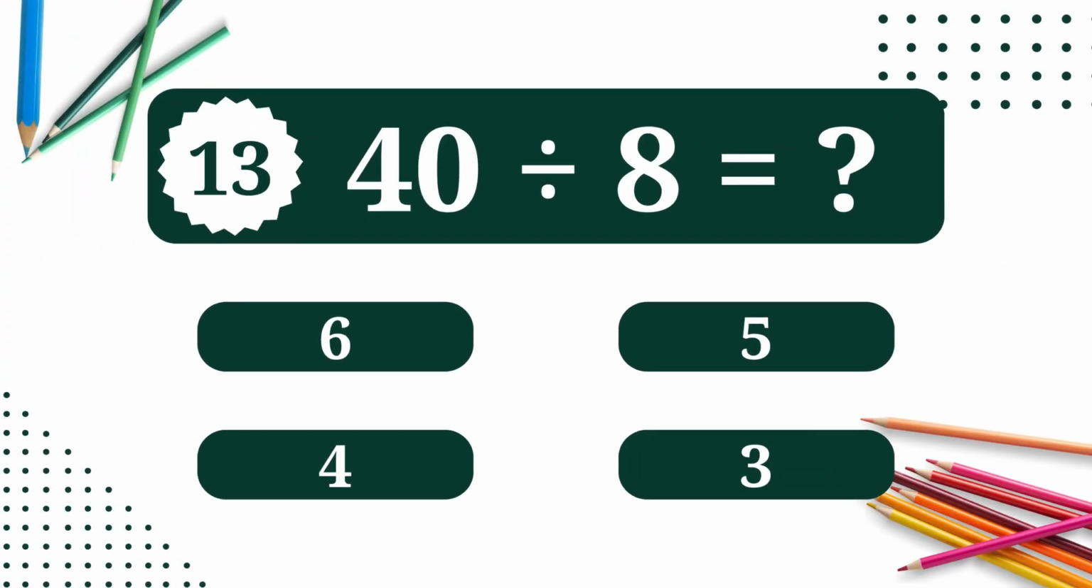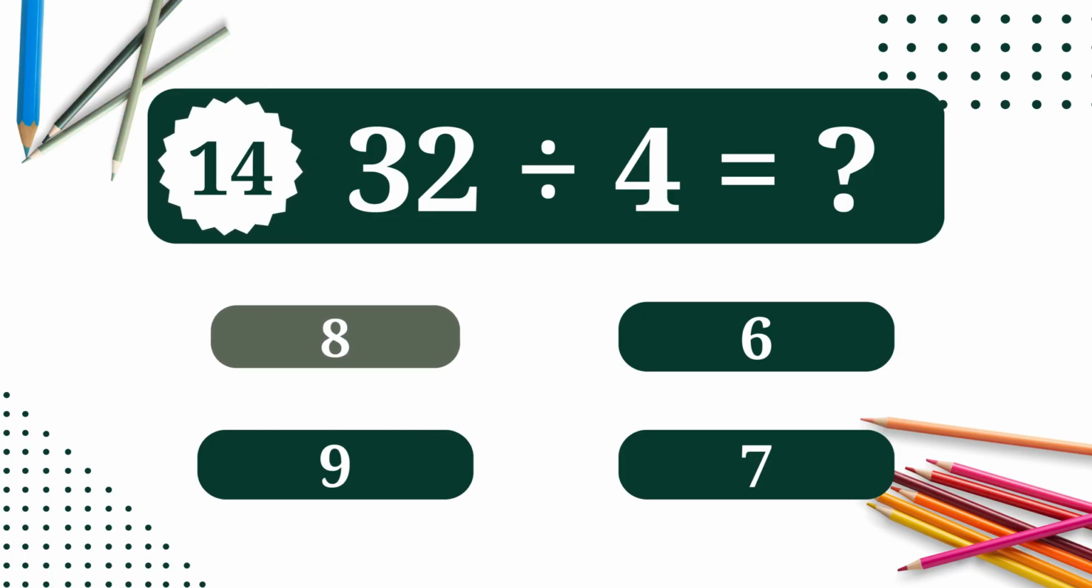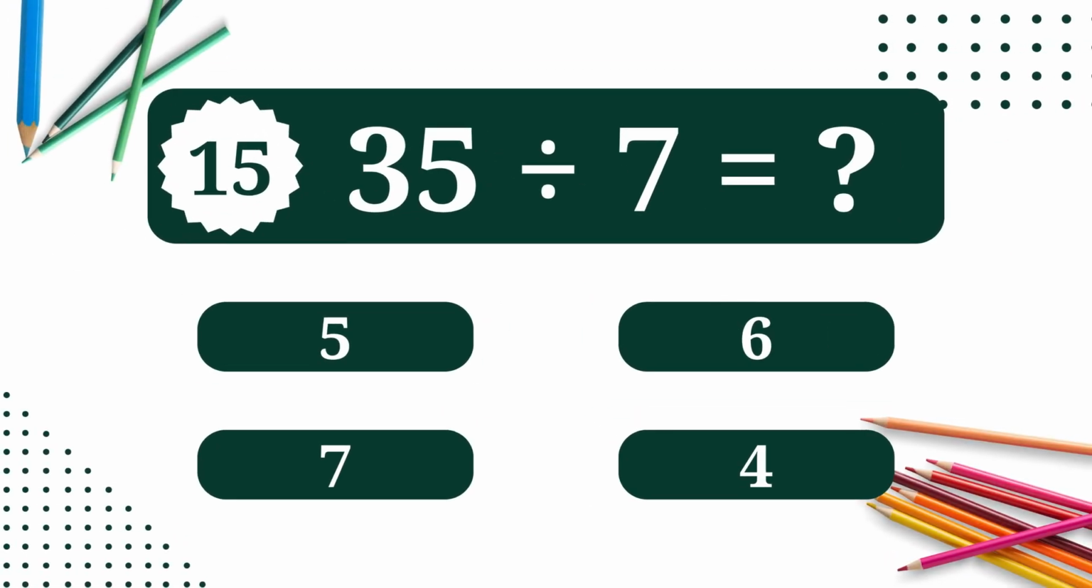Question 13. What is 40 divided by 8? Five. Question 14. What is 32 divided by 4? Eight. Question 15. What is 35 divided by 7? Five.